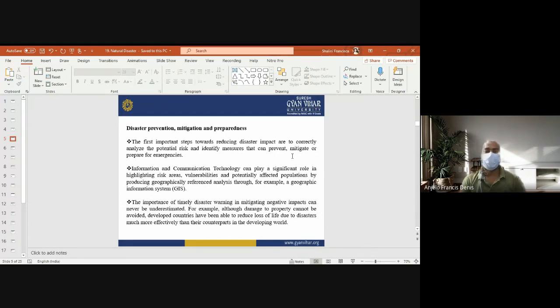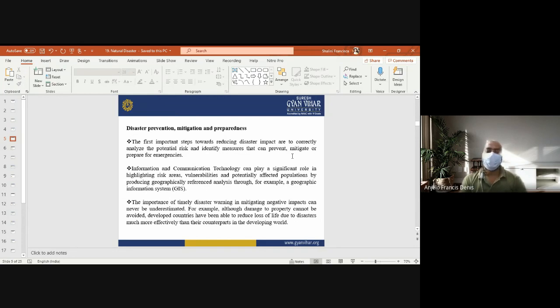So many times in the news, a few maps are shown that this much area of Bihar is under flood right now, or this much area is under any kind of disaster. Nowadays, Google Map is very commonly used by almost all people who have a smartphone. In Google Map, we can zoom in, zoom out, and see a major part of any area. We can even see our campus of Suresh Gyan Vihar University, and the farm of Suresh Gyan Vihar University. Similarly, information and communication technology or GIS systems can be used for highlighting the risk areas, vulnerabilities, and populations potentially affected by any kind of disaster.